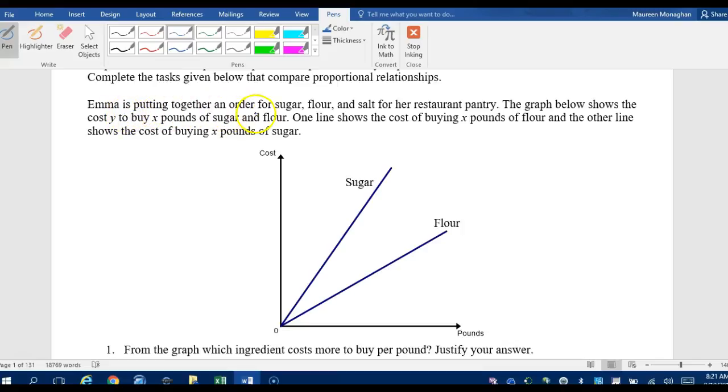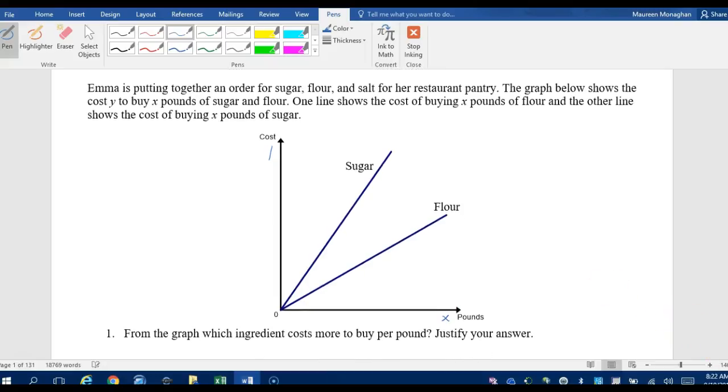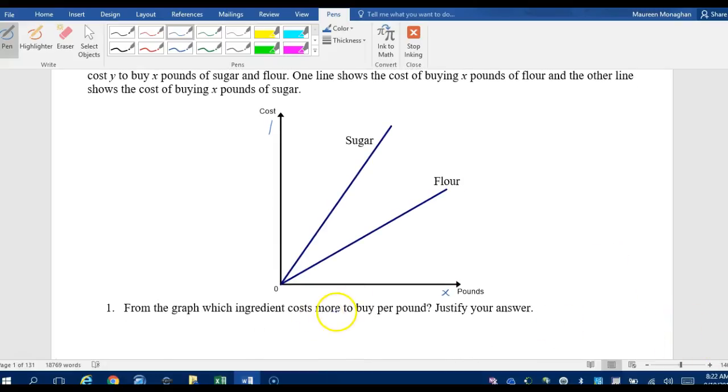Emma is putting together an order for sugar, flour, and salt for her restaurant pantry. The graph below shows the cost Y to buy X pounds of sugar and flour. One line shows the cost of buying X pounds of flour, and the other line shows the cost of buying X pounds of sugar. So this is our Y, our cost, and here's our pounds. We have sugar and flour.